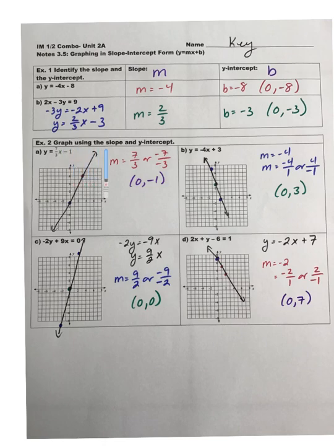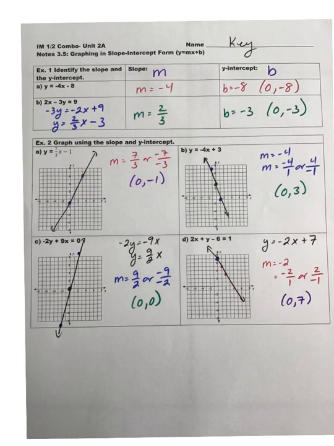Now we're actually going to graph using the slope and y-intercept. So our slope is 7/3. Our y-intercept is the point (0, -1). So we graph the y-intercept. We always have to have a starting point. So you graph the y-intercept first. Then, depending on what your graph looks like, 7/3 says up 7 to the right 3.